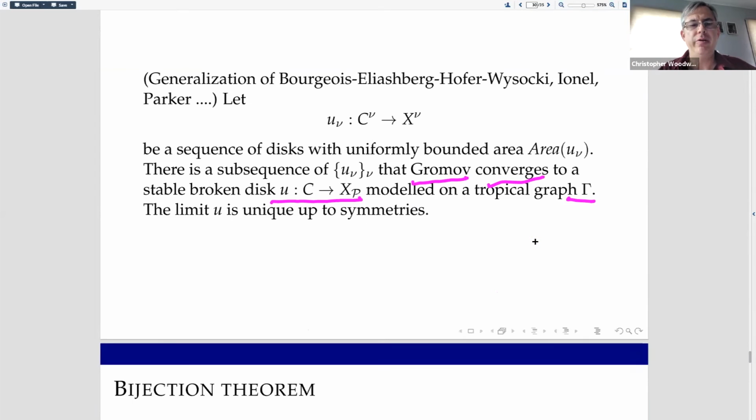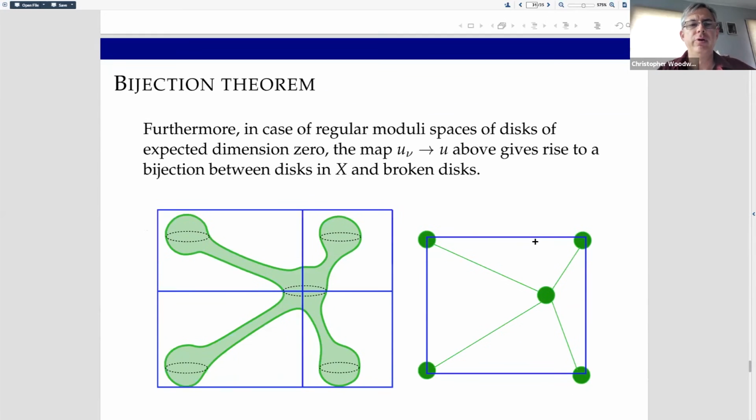And then in the case of isolated points, and if you're doing a count where the disks or spheres are finite in number, then this actually gives you a bijection between disks in your original space and the broken disks in the degeneration. Here's a sample picture of what this might look like.